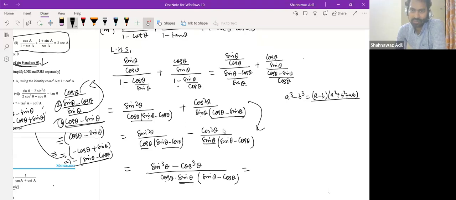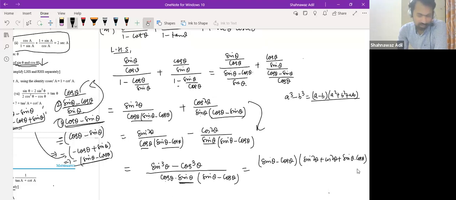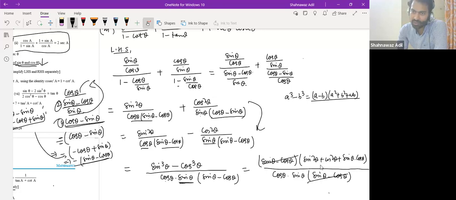Good, guys. So we have sine theta minus cos theta and then sine square theta plus cos square theta plus sine theta into cos theta. So then we have what? Cos theta into sine theta and then sine theta minus cos theta. This is getting cancelled.